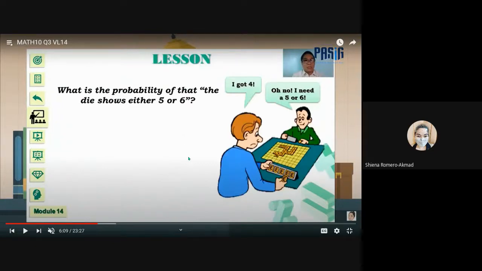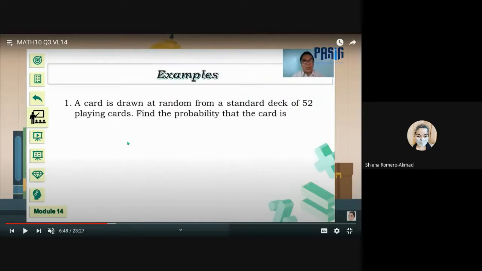So here, let's look at the situation given earlier where the die shows either 5 or 6. If it's either 5 or 6, what will we do? Of course, we will look for the probability of getting a 5 or a 6. So that's 1/6 plus 1/6. Simply, we have 2/6, or in lowest terms, 1/3. So that's the probability of event A or B. They have no common elements. Okay?